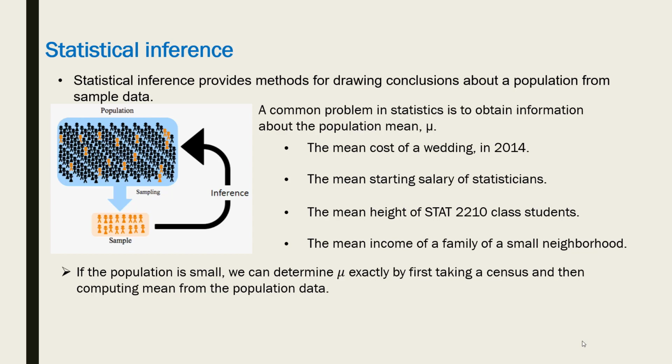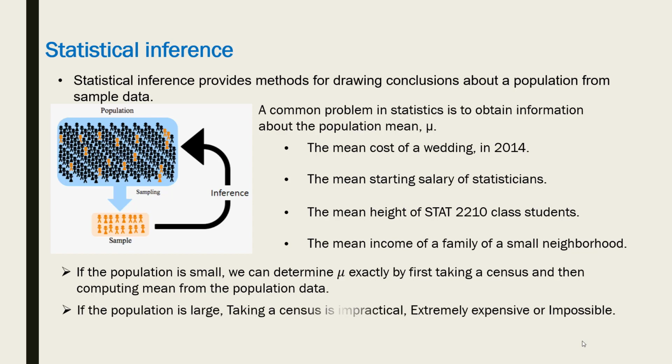So, how many students you have in your stat class? Maybe 30, maybe 50. But you can measure their height of everybody. So you can use the whole population for your experiment. Then you can get the exact height. Similarly, a small neighborhood, think about 50 families. So we can collect their income and find the exact value.